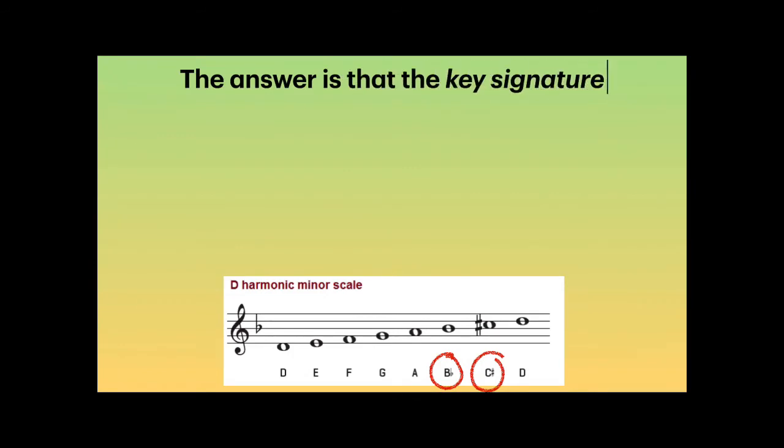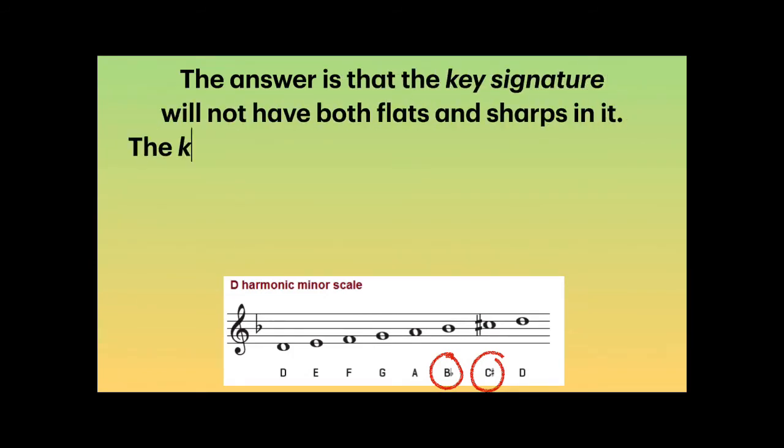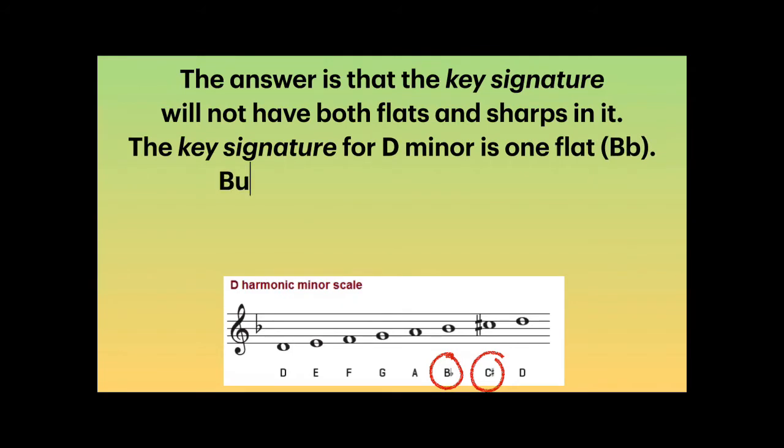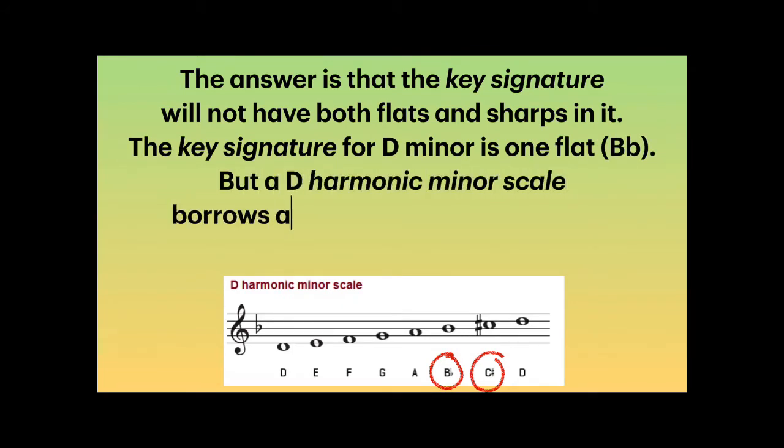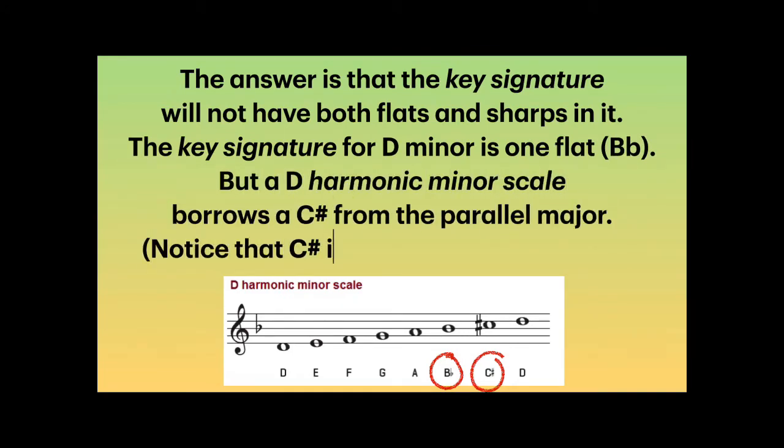The answer is that the key signature will not have both flats and sharps in it. Notice that the key signature here for D minor is one flat, B flat. There is no C sharp in the key signature at the beginning of the line. But a D harmonic minor scale borrows a C sharp from the parallel major. Notice, C sharp is not in the key signature. C sharp shows up as an accidental.